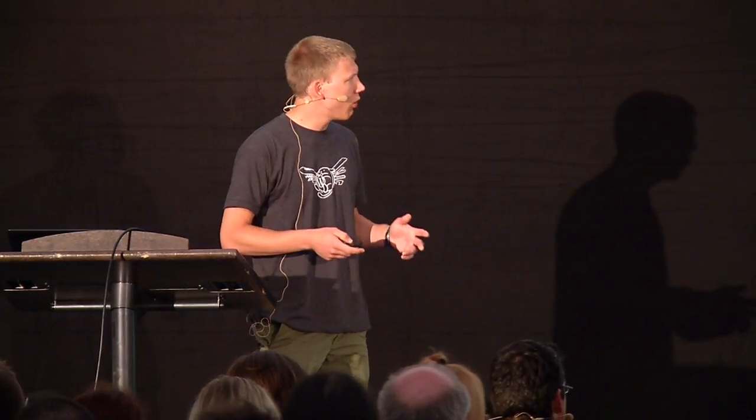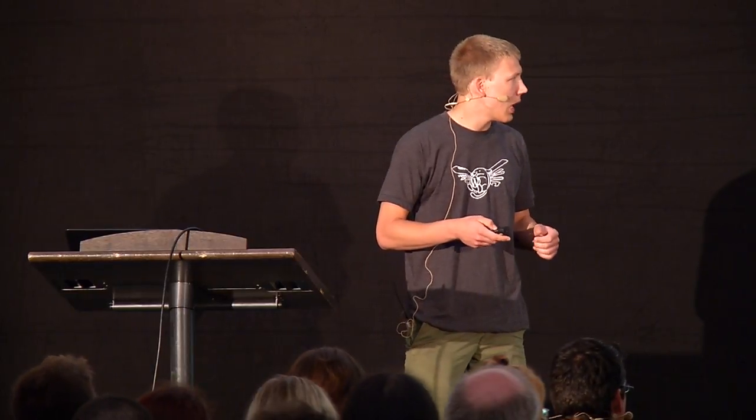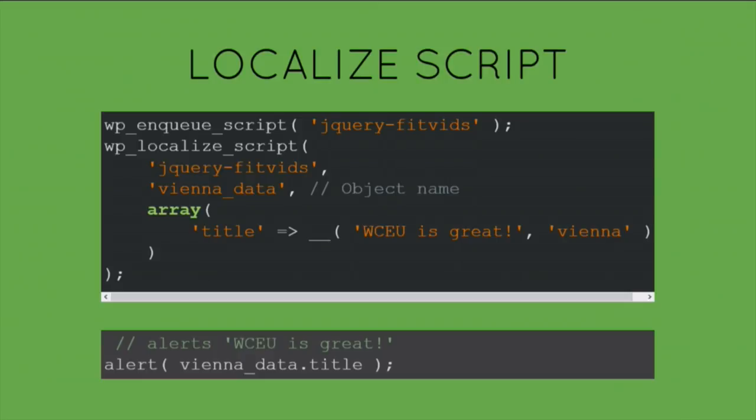So moving on to localize script. If you want to translate or localize a string that is being used in a script, you would use wp_localize_script. And what you need to be careful of is the object name. If that is not unique, then you'll have the same problem of data being overwritten, and it can lead to some strange situations where the output is a string that is completely different and not related to your script or to the situation.